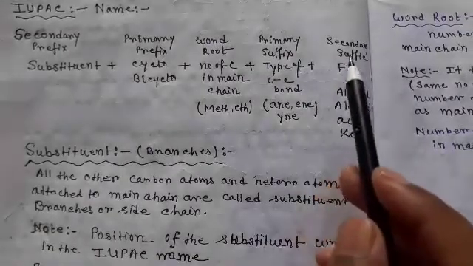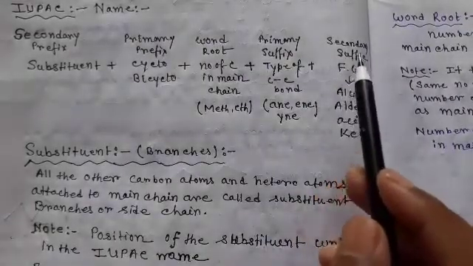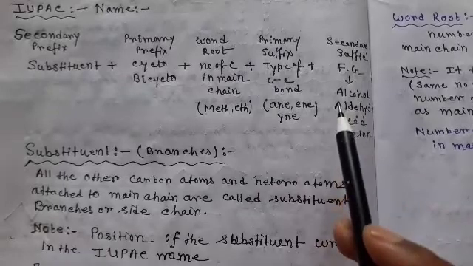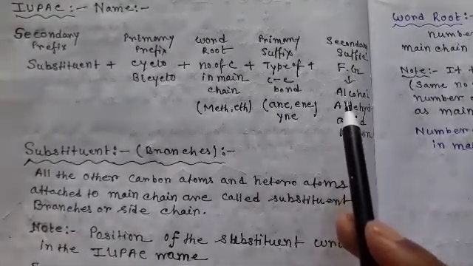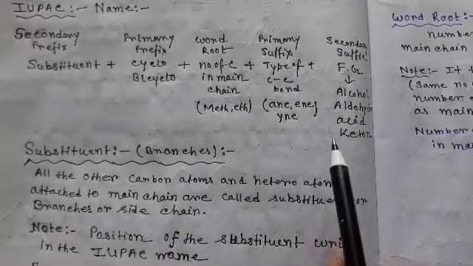And last, write the functional group. That is the secondary suffix. What is the functional group? We will learn later in detail. Functional groups are like alcohol, aldehyde, acid, ketone, etc.